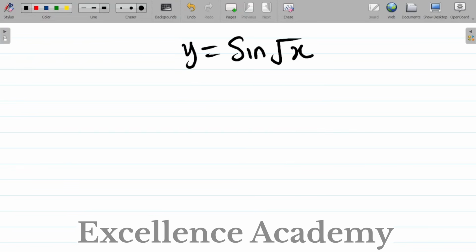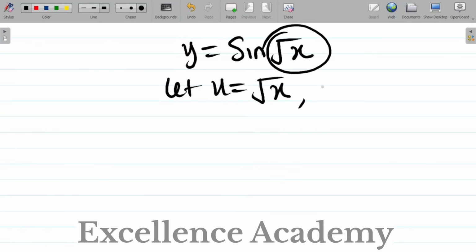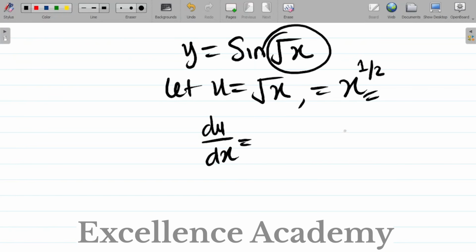Let's say we have this, and I'm to find dy/dx. What do I do? For this, I'll say let u be equal to this one here, root x, which is x to the power 1 over 2. What is du/dx? du/dx simply means I am differentiating this one here. To differentiate, multiply by the power 1 over 2 times x to the power 1 over 2, subtract 1.